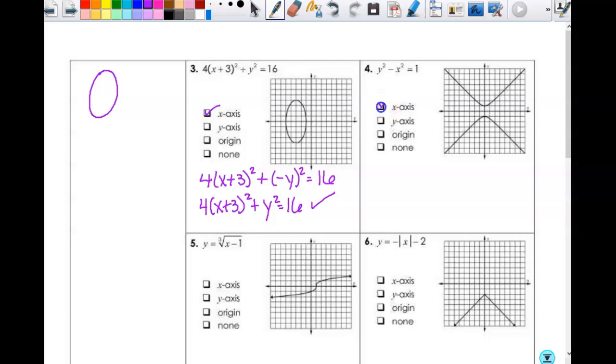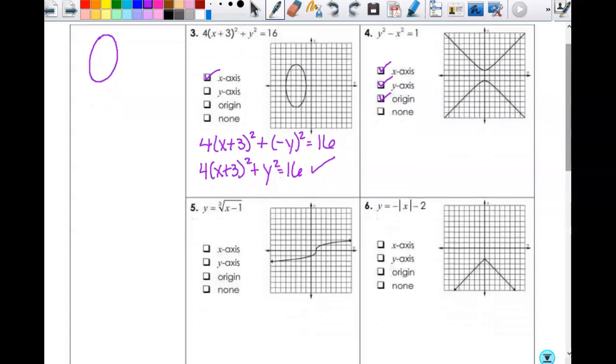All right, so what do we think about number 4? X-axis? Yes? Y-axis? Yes. Origin? Yes. So it's got all 3 of them, right? So that means I have to show algebraically all three of them, and I'm going to label what I'm doing here. So for x, I'm going to replace the y. So I get negative y squared minus x squared equals 1. That means I get y squared minus x squared equals 1. Well, that's what I was hoping for.